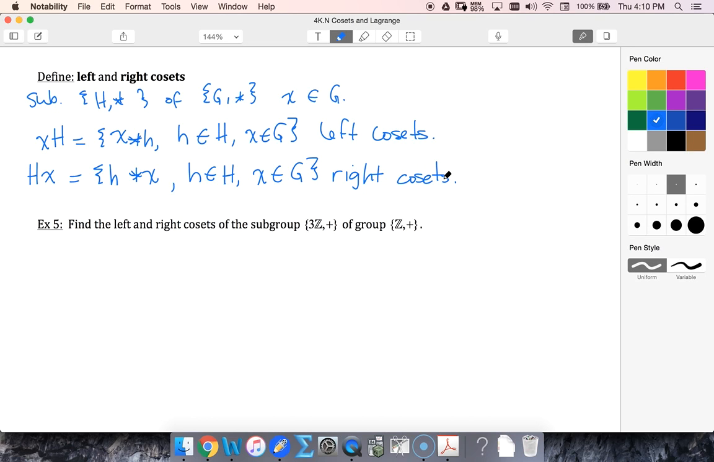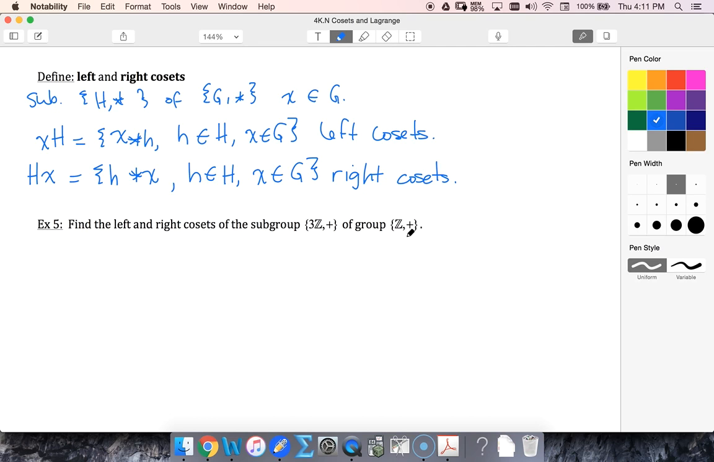So let's look at the example. Through this example, I'm going to explain how we can use Cayley tables to determine our cosets. It's probably the easiest way. So we've got a subgroup 3Z, our multiples of 3 within the integers over addition. The original group was all of the integers and addition.